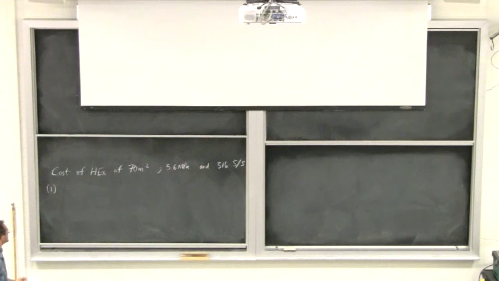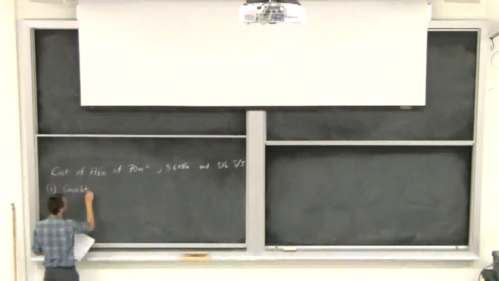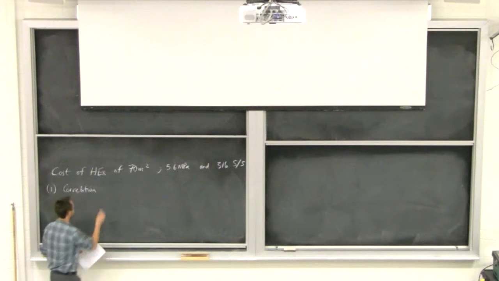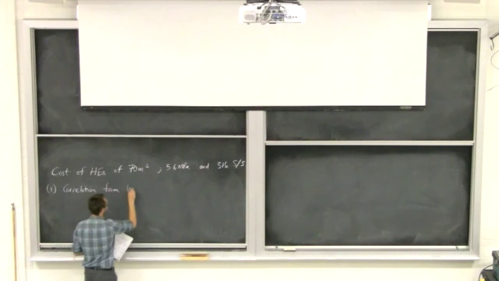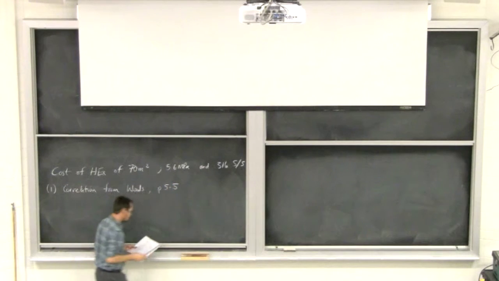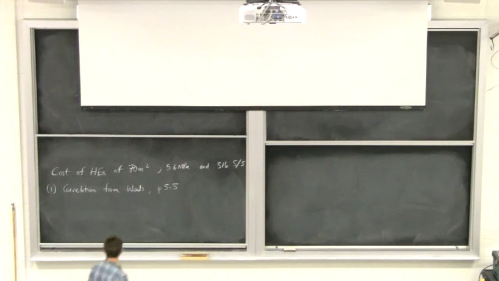Part one is to find the correlation. If you were doing this work in a spreadsheet or in any written form, you would record where your correlation came from. In that case, it came from Woods, page 5.5. And it matches, it was for a floating head heat exchanger, and that was what we saw on page 5.5. You may have the handout in front of you, and you'll see the diagram of a floating head heat exchanger.